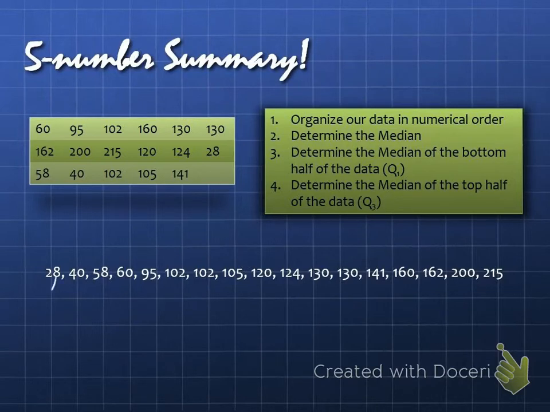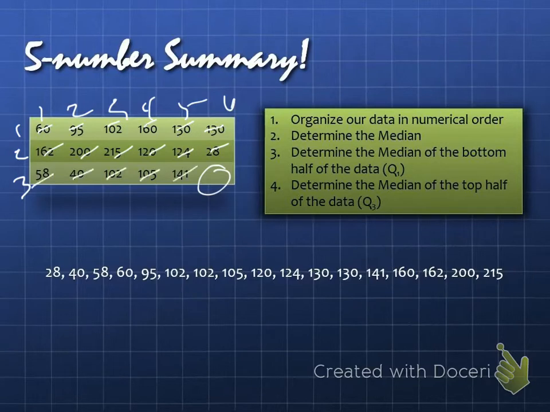So count up all of our data pieces, right? How many do we have? Well, there's 3 rows, 6 columns with one piece missing, so that should give us 17 data pieces, right? So 1, 2, 3, up to 17.